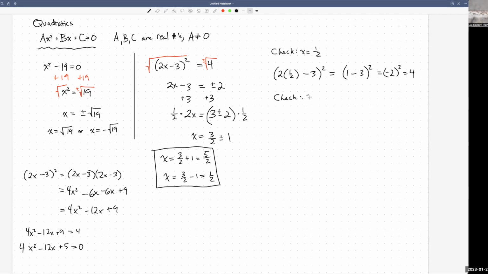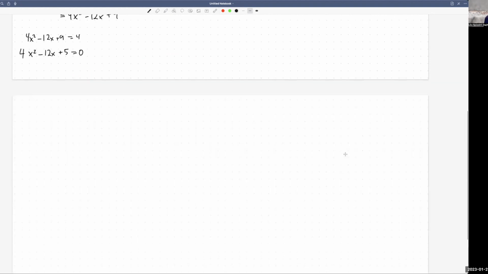Let's check that. X is equal to 5 halves. We'll get 2 times 5 halves minus 3 squared. 2 times 5 halves is 5, so we've got 5 minus 3 squared, which is 2 squared, which is again 4. And so there are our 2 answers, our 2 results, our 2 solutions, the values of x that make the original equation true. So let's do one more of these.